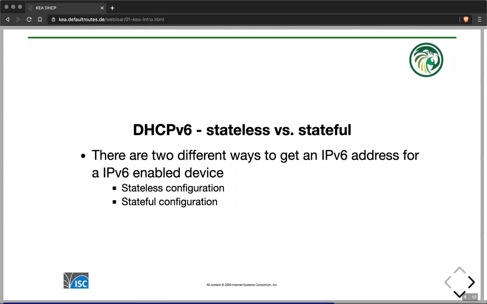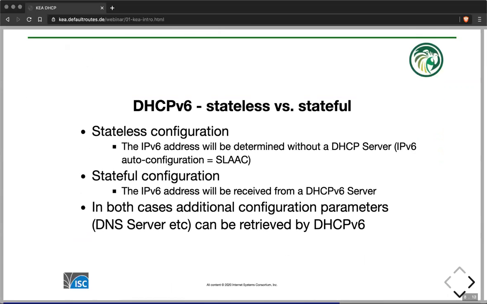And there are two different ways to get an IPv6 address for an IPv6 enabled device. One is called the stateless configuration. The other one is called the stateful configuration. In a stateless configuration, the IPv6 address is not coming from DHCP, but it's coming from the router using autoconfiguration, hence SLAAC. Only the non-IP configuration, like the DNS resolvers, the domain name, maybe the network time source, is then coming from DHCP, but not the IP address.